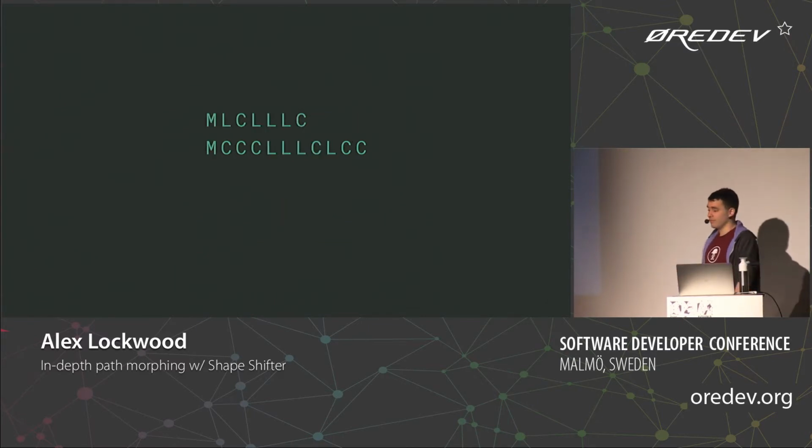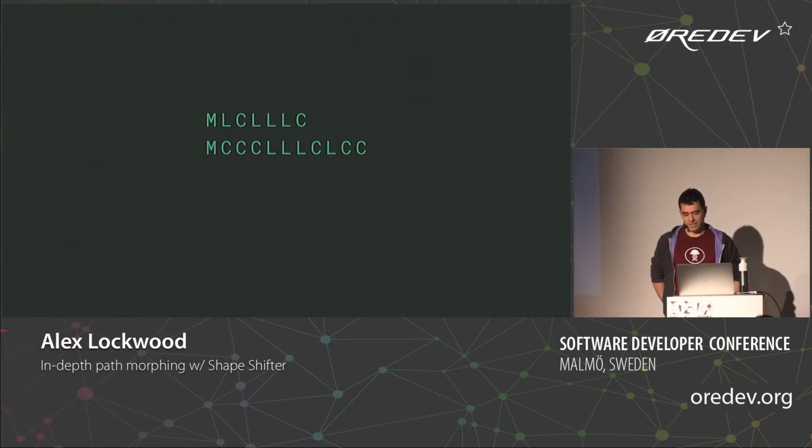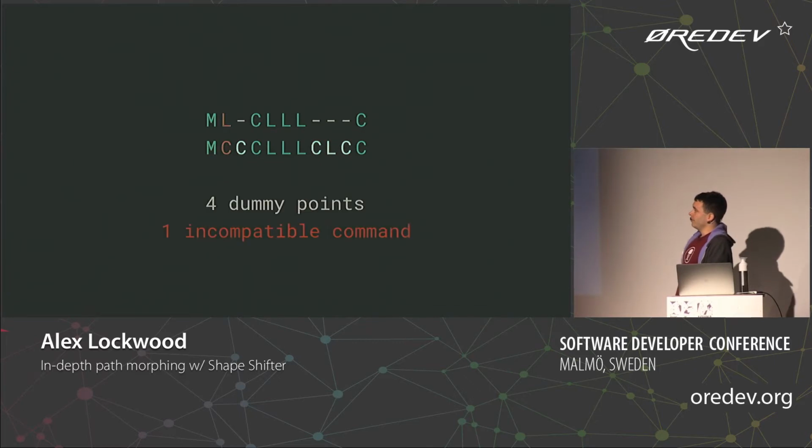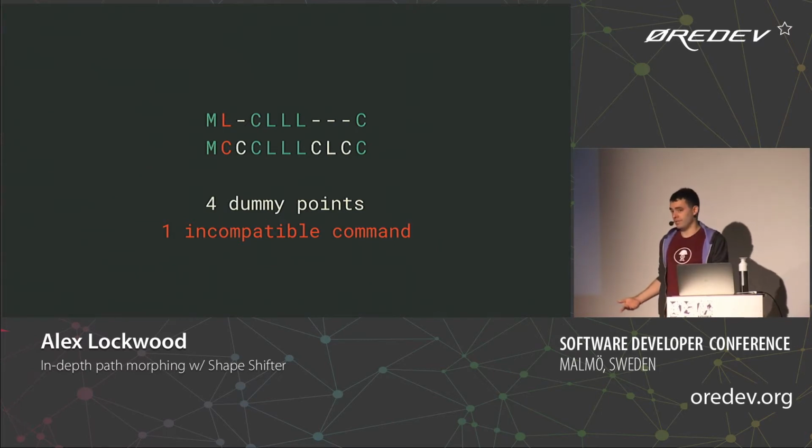So back to path morphing. How is this even related? I was thinking, what if you could apply the same logic to an SVG path string? If you run this through the algorithm, ideally what you would get is something like this. The gaps are, in this case, the dummy points that you would add, and the mutations are the incompatible commands that you would need to create a dummy curve or whatever in order to get it to work.